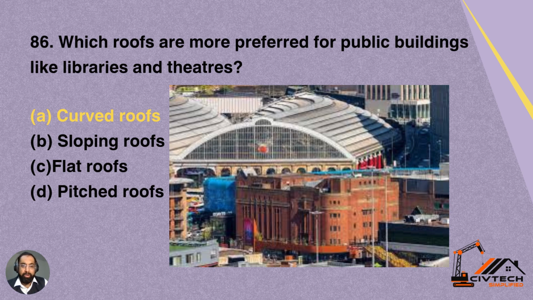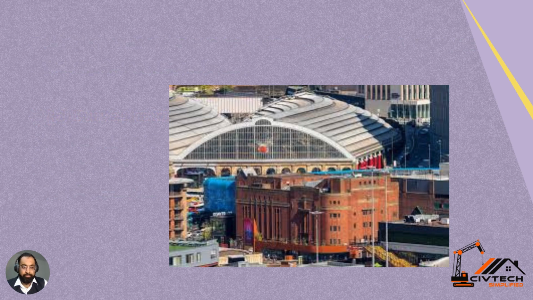Question 86. Which roofs are more preferred for public buildings like libraries and theaters? Options available with us are A, curved roof, B, sloping roof, C, flat roof, D, pitched roof. So option A is correct. You can see a theater hall, in which curved roof has been used, and that is the correct option for this question. Even in case of libraries, you must have witnessed the curved roof.